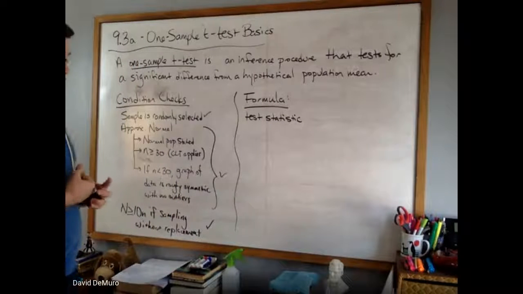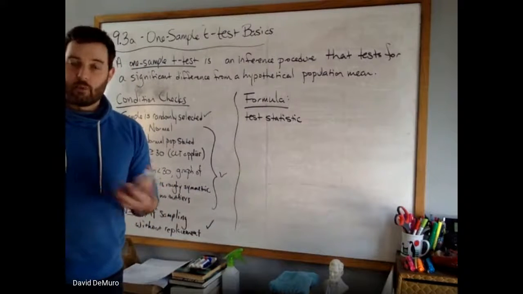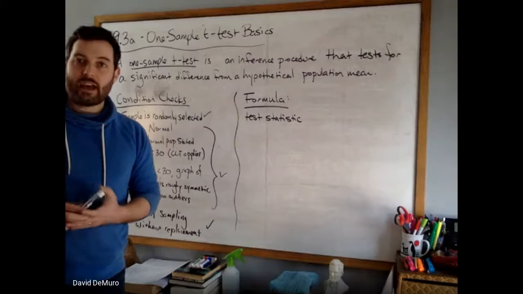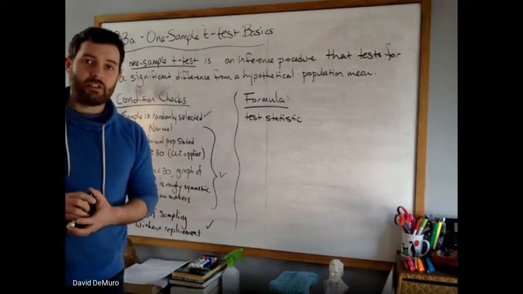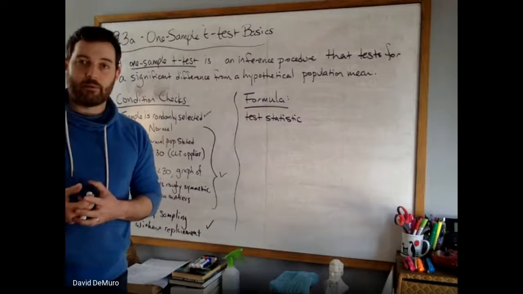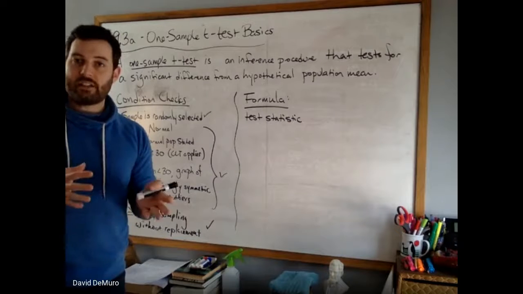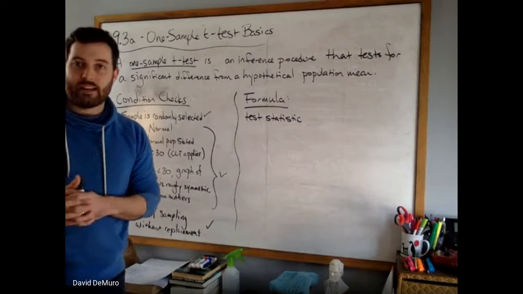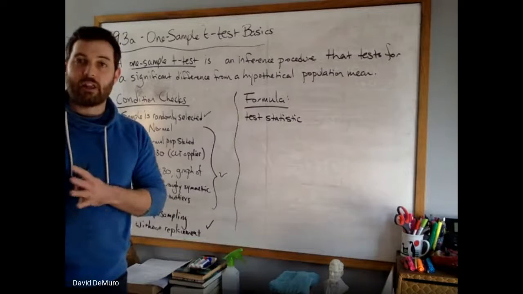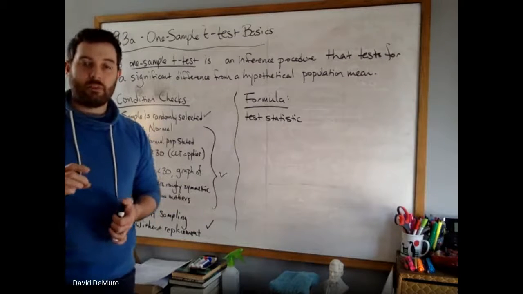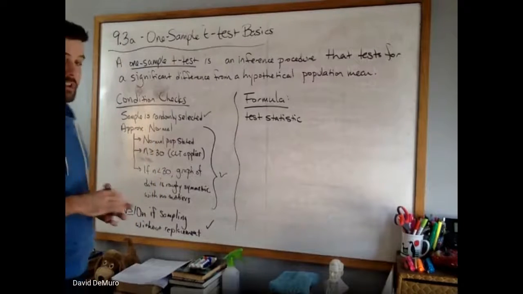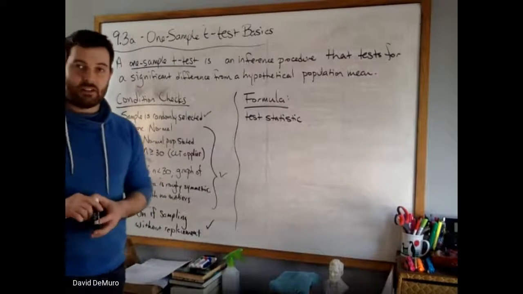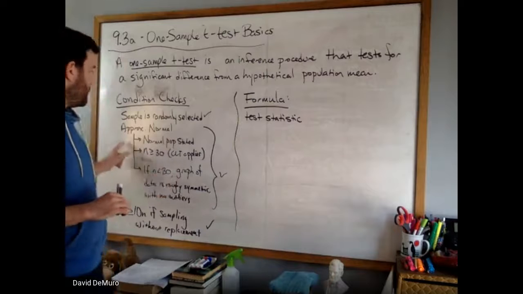So like the one sample z-test or one proportion z-test, we have some conditions that need to be met in order to run this type of test. If you have quantitative data from a sample and you want to compare that against a hypothetical mean for the population, these conditions need to be met first. And they're really similar to the one prop z-test conditions, just a little bit different in the normal check.